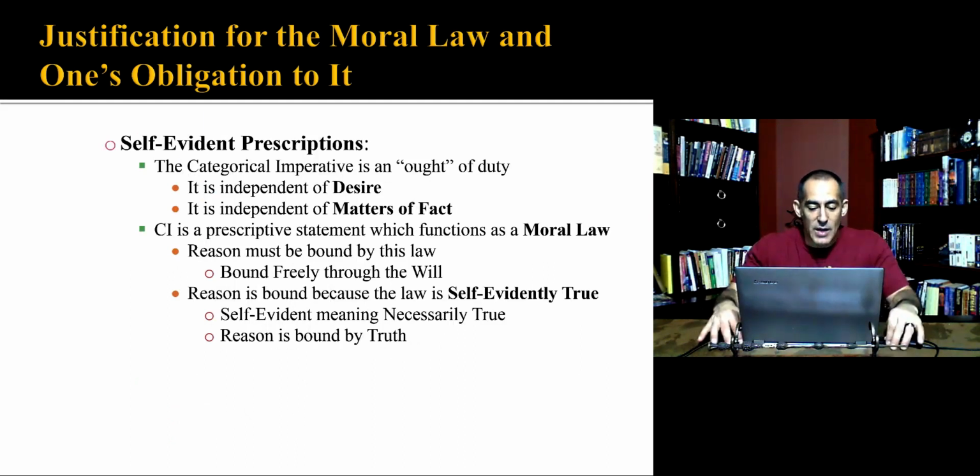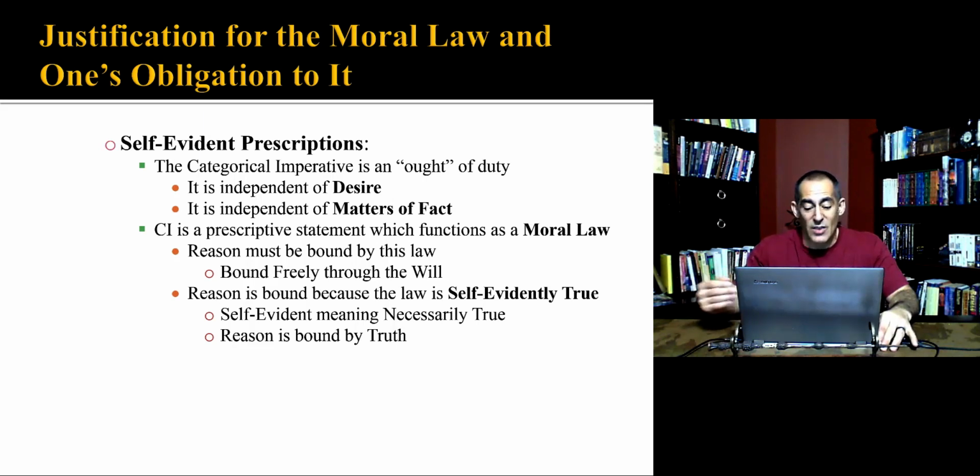Self-evident aspect. This is where we're going to get to other questions, right? So justifying the categorical imperative. Kant's going to point to this idea that it's self-evident, right? It's a principle that you can't possibly deny. The categorical imperative, which again is independent of our desires, independent of matters of fact, is just something that functions as our, again, key principle in our moral law. We have to be bound by it, and he believes that reason is bound to this law because it's self-evidently true.